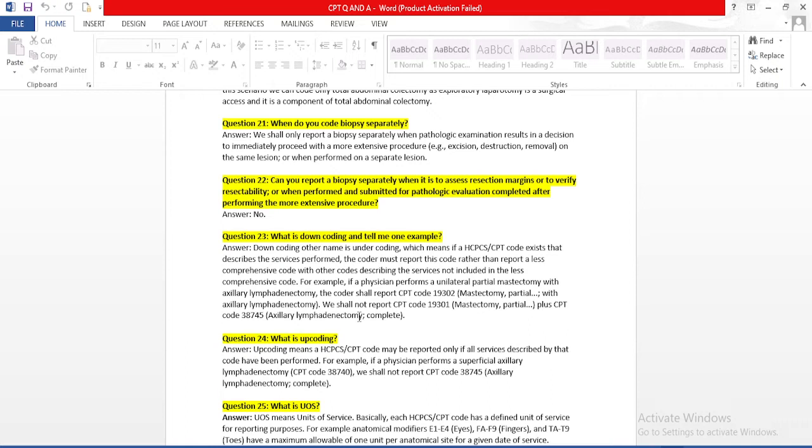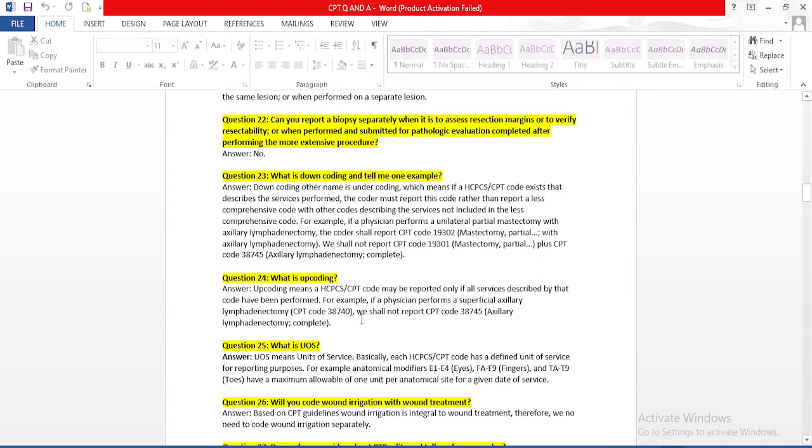When do you code biopsy separately? We shall only report a biopsy separately when pathologic examination results in a decision to immediately proceed with a more extensive procedure like excision, destruction or removal on the same lesion, or when performed on a separate lesion. Next one, can you report a biopsy separately when it is to assess resection margins or to verify resectability, or when performed and submitted for pathologic evaluation after performing the more extensive procedure? We can't code biopsy separately.